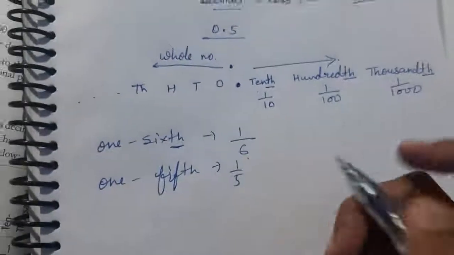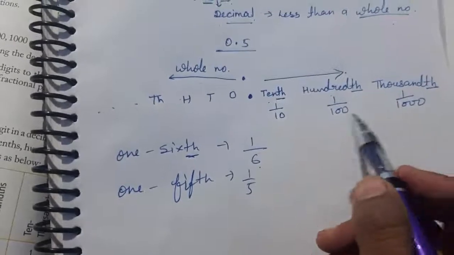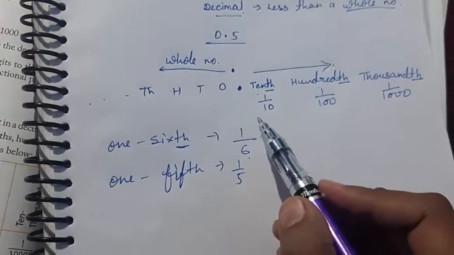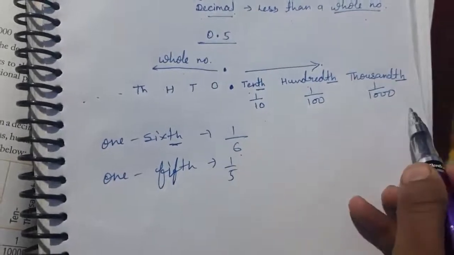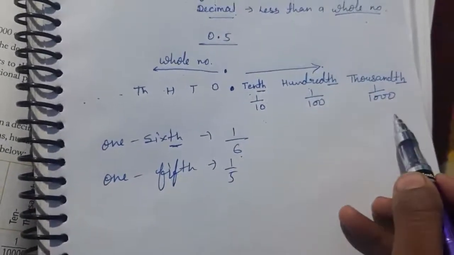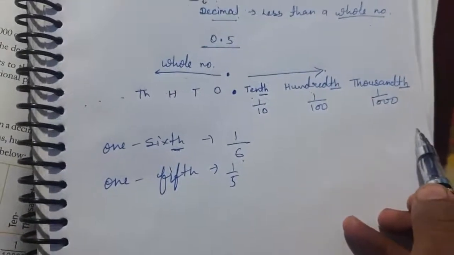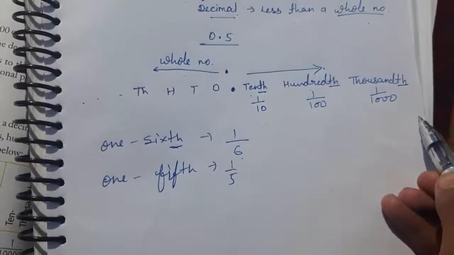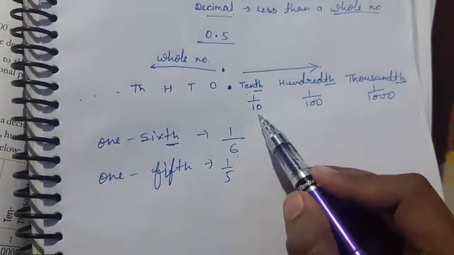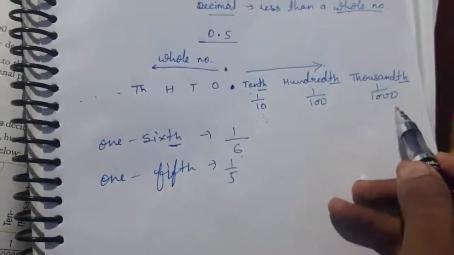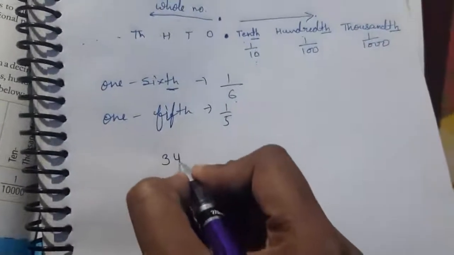In previous classes you have already cleared this type of concept. And one more thing you have to keep in mind: in a decimal number, we take a maximum of 3 decimal places. If you get more than 4 or 5 decimal places, then you have to convert it to 3 decimal places. That's why we take only 3 place values: tenth, hundredth and thousandth. Is it clear?